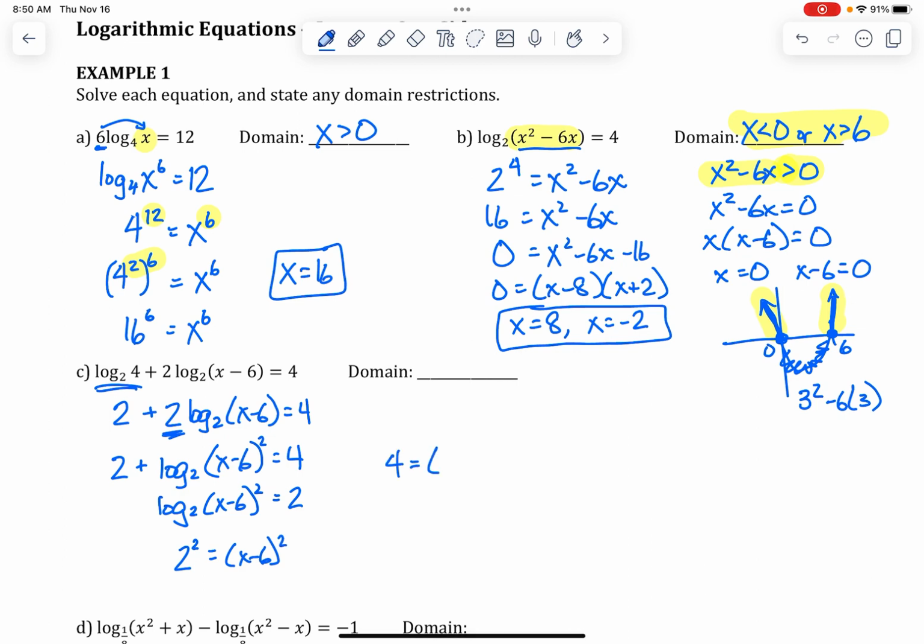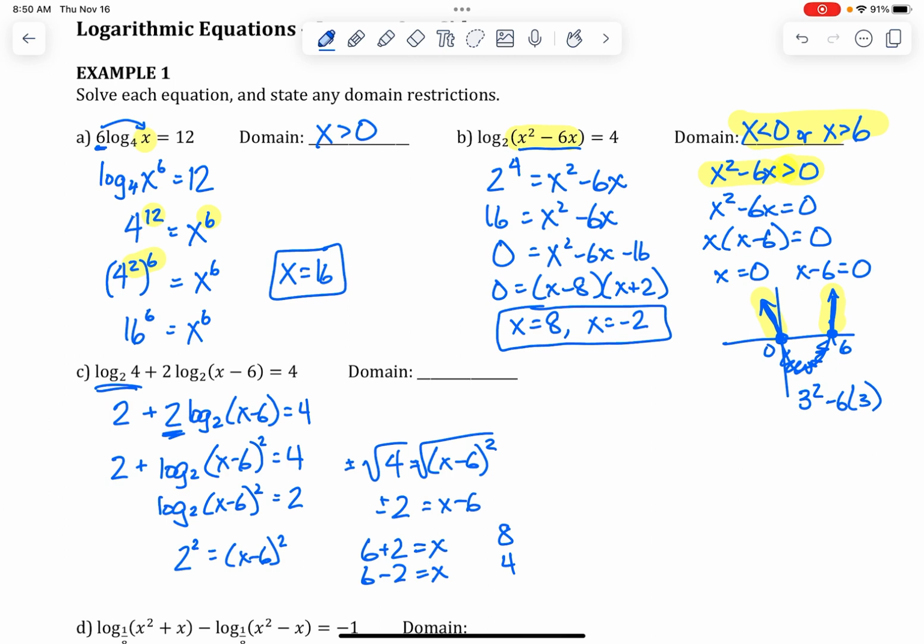4 equals (x minus 6) squared. And take the square root, right? Plus or minus 2 equals x minus 6, right? Take the plus or minus square root of that. So when you solve this, it's 6 plus 2, or 6 minus 2. So we have answers of 8 and 4.